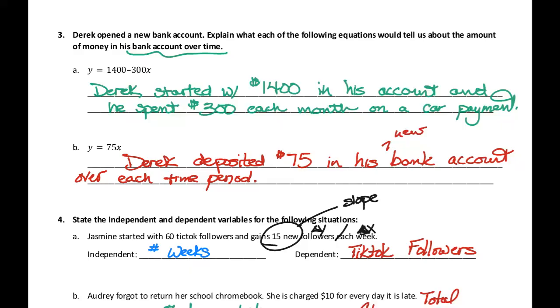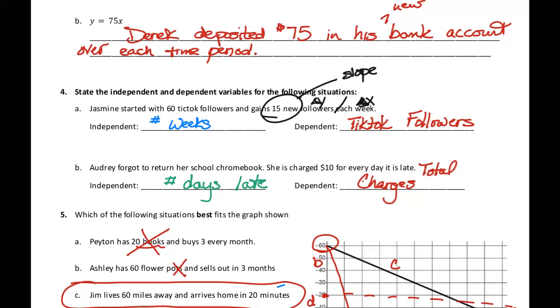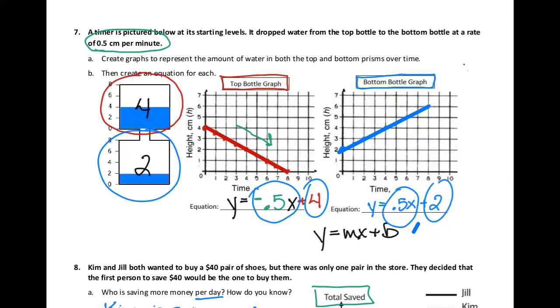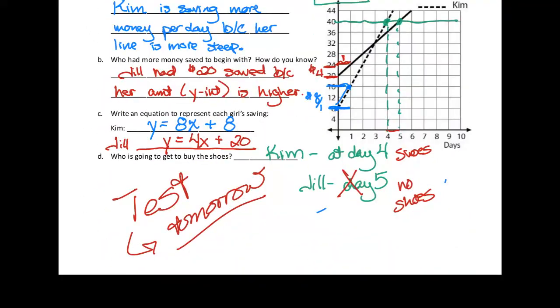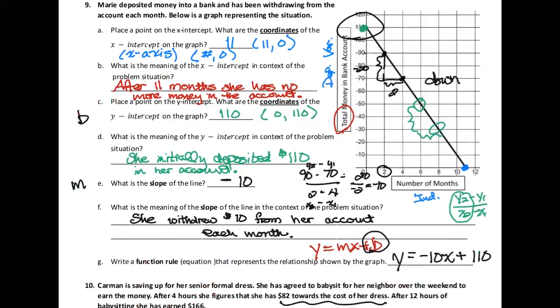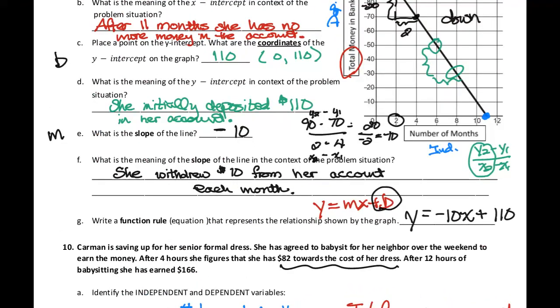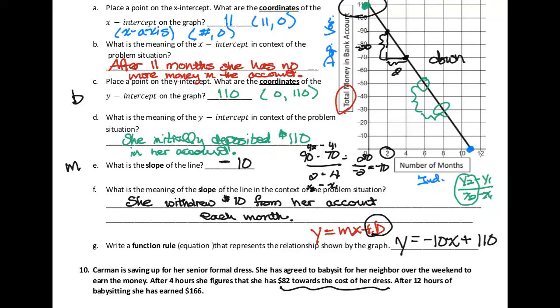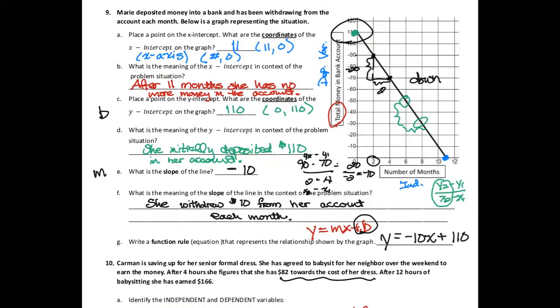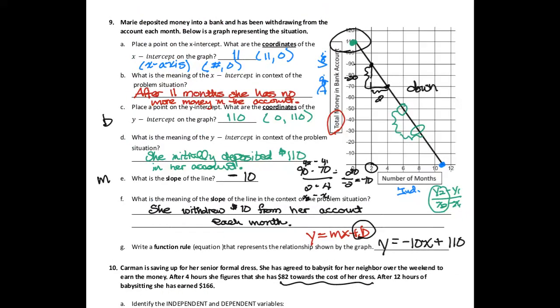On the test, would there be labels or no labels? You might have to label some stuff. Okay. Honestly number 9, I don't recall. Number 9, you did not get G. Write a function rule that represents the relationship shown by the graph. X plus 110. Okay. Oh, you mean you did not get the answer? Yeah. Do you understand how to get the answer, though? Yeah. Okay.